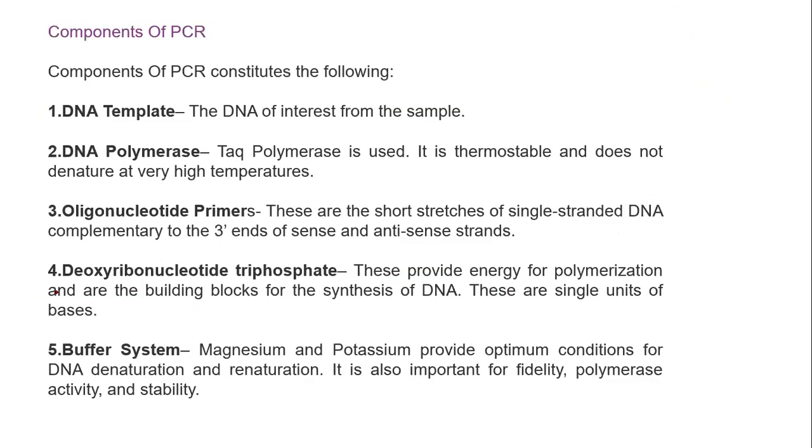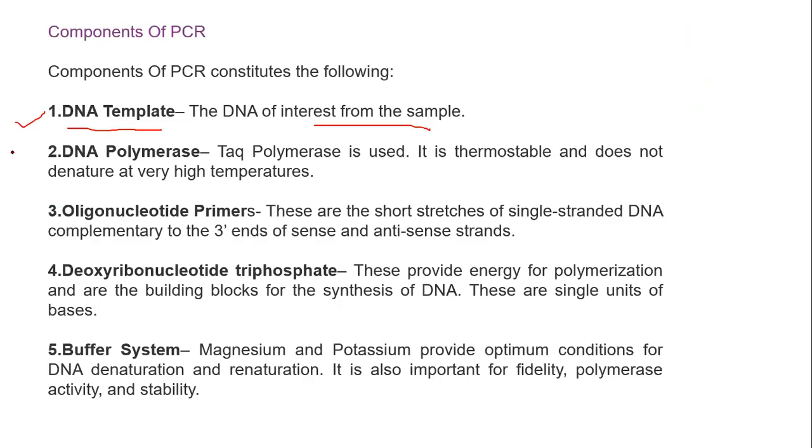Now let's study the components of PCR. When you talk about PCR, it's polymerase chain reaction, but there are 5 components required to run a PCR. So what are these components? First, the DNA template. We need a template, that is the DNA template, the DNA of interest from the sample. Whichever DNA we want to make copies of, or multiply, or want a thousand or crore copies of, that is the DNA template.